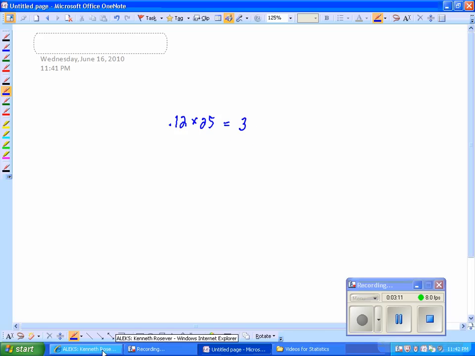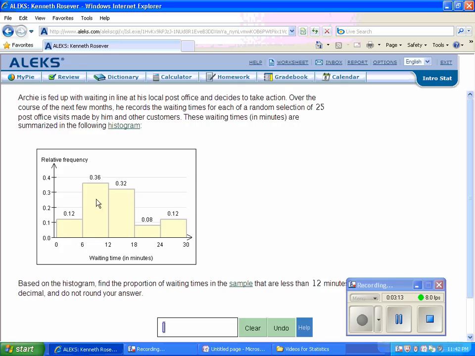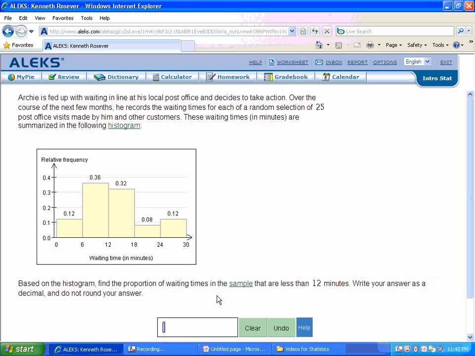So what I need to do here is kind of similar. I need to, based on the information and the fact that there's 25 participants or post office visits, answer this question. Find the proportion of wait times. So not the number of individuals, but the proportion of wait times in the sample that are less than 12 minutes. Here's 12 minutes. Less than is that.